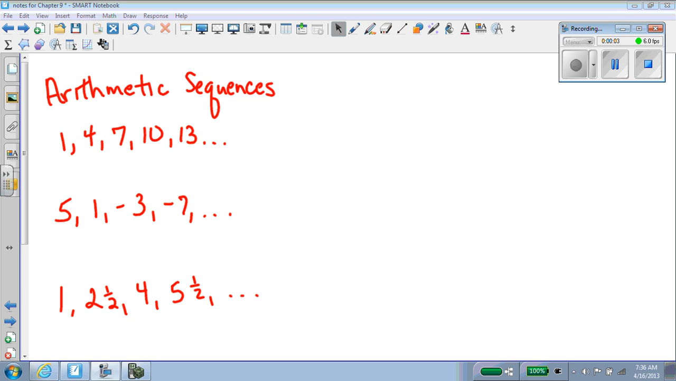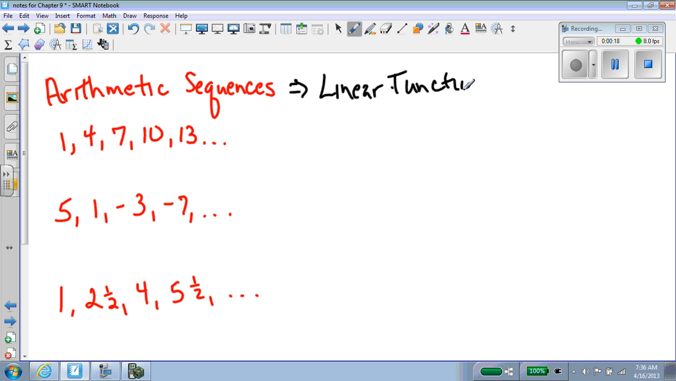Arithmetic sequences are a particular type of sequence, and they are very closely aligned with linear functions. And we're going to see that today. So whenever you're dealing with arithmetic sequences, think linear function if you get in trouble. So these are examples of arithmetic sequences: 1, 4, 7, 10, 13.